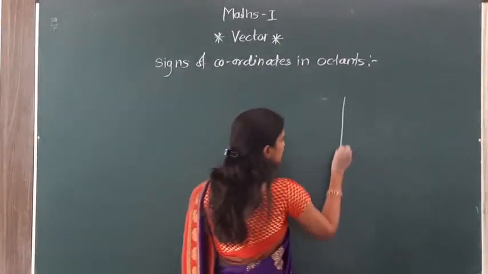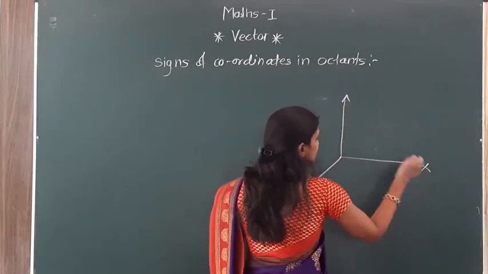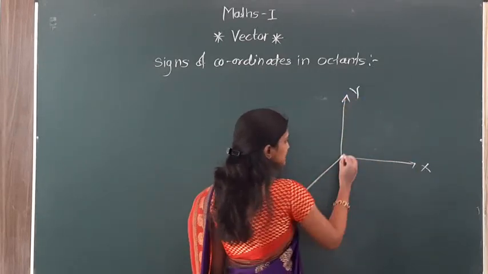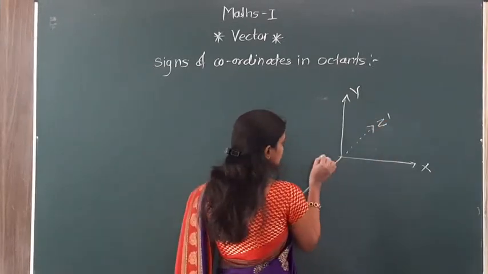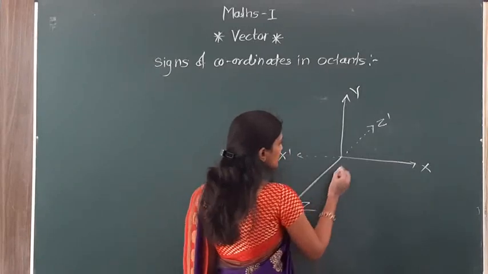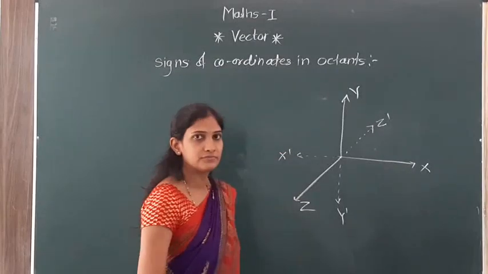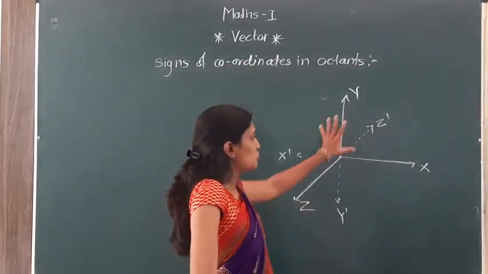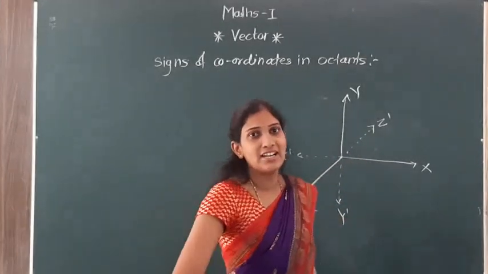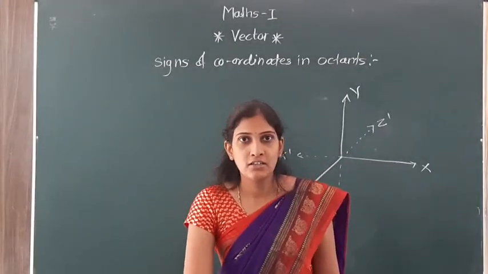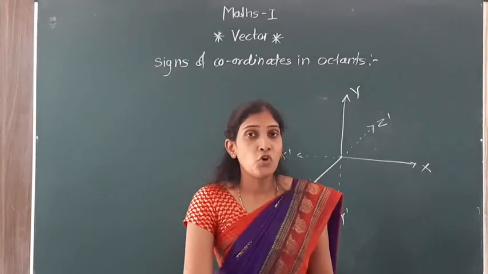If there is a three-dimensional system, x-axis, y-axis and z-axis, this is the imaginary z-axis, this is the imaginary x-axis and this is the imaginary y-axis. Suppose this is in 3 dimensions. So these 3 axes divide the space into 8 parts. What are those parts?